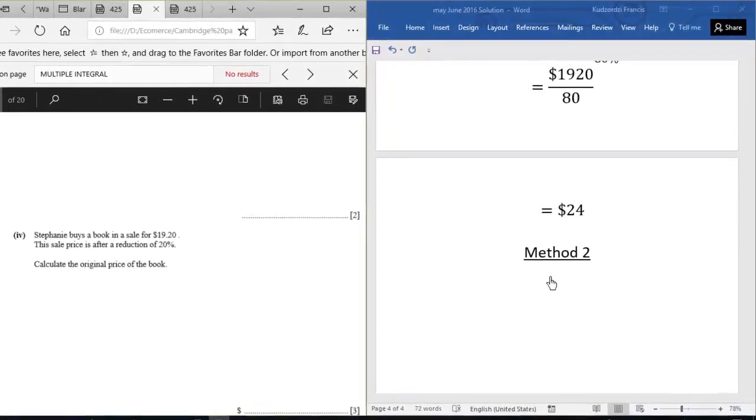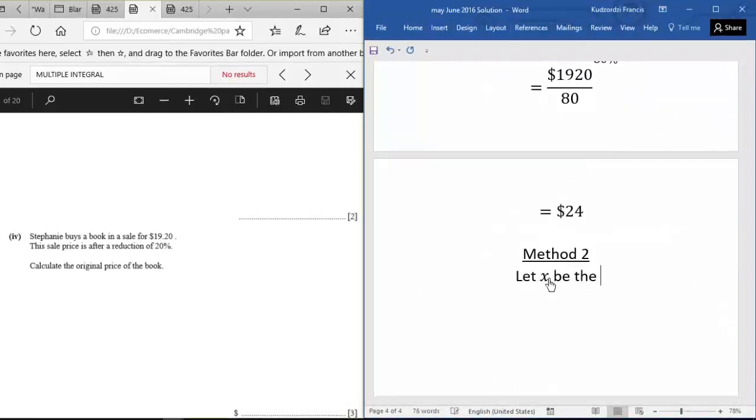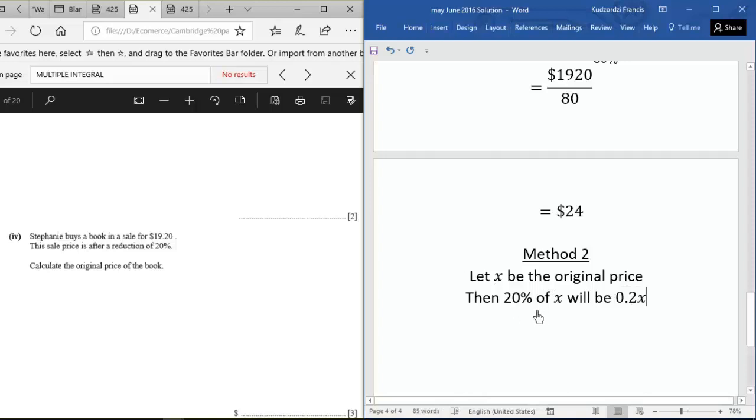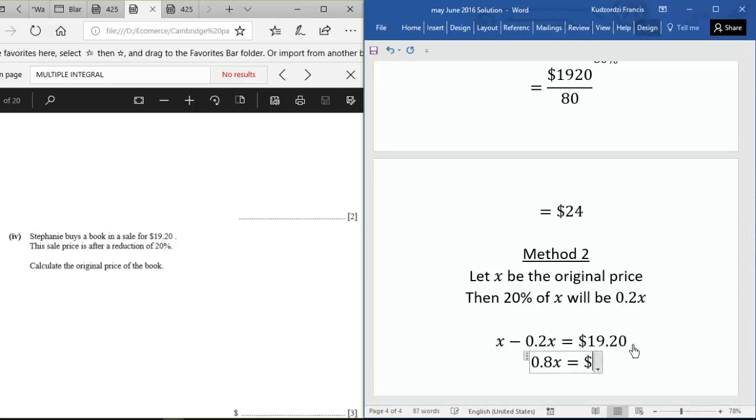We can also let X be the original price. Now this is the original price, then 20% of X is 0.2X. Now we can subtract this price from this original price and get the new price, which is 19.20, and that is the reduced price. So now we solve this equation for X to obtain. Now we can simplify this further to obtain.